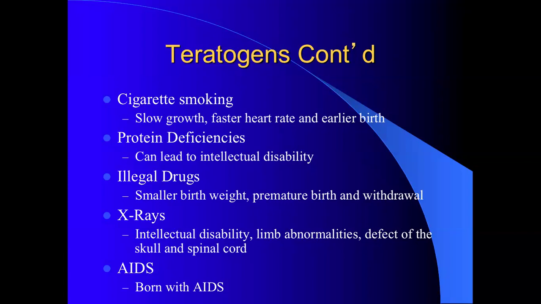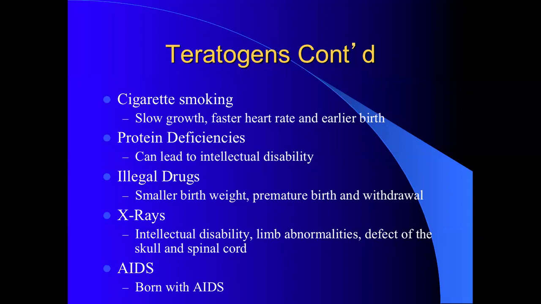AIDS is not the only virus that can be passed on. Herpes is another one. If a person has herpes, which is a sexually transmitted disease, the OBGYN will say you cannot have a vaginal birth, right? There'll be a C-section because that risks exposing the child to it. So teratogens can come in so many different forms.